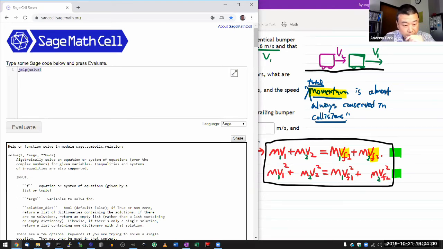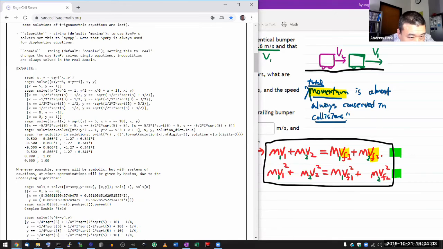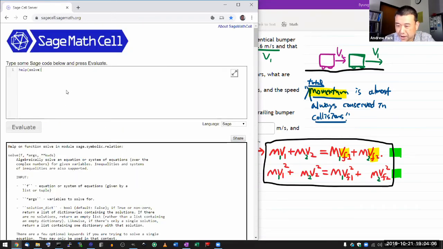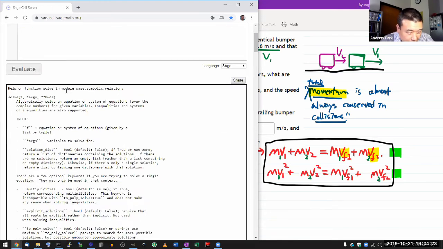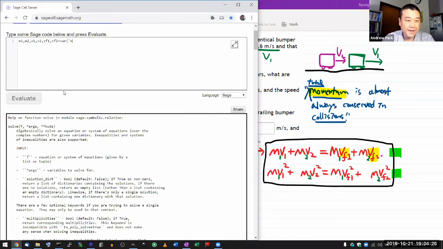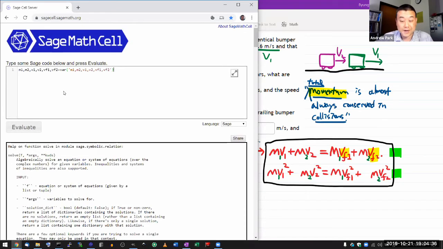Now I need to define the variables. I need to define my 1, 2, 3, 4, 5, 6 variables. Those are M1, M2, V1, V2, VF1, VF2. I don't know Sage all that well. I used Mathematica for a lot longer, so I know Mathematica better, but this is free. Free forever. Okay, so those define these symbols as variables so that the program won't get confused.